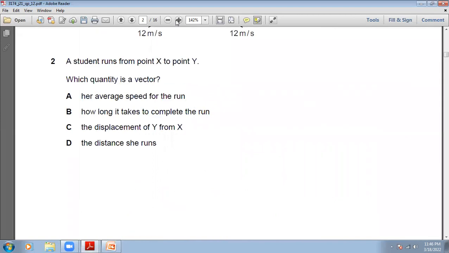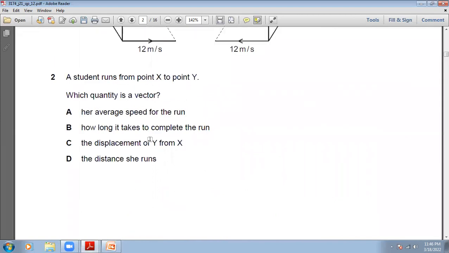Okay, so question number 2 is coming up on your screen. It says a student runs from point X to point Y. Which quantity is a vector? Her average speed for the run: average speed is a scalar quantity. How long it takes to complete the run: time is a scalar quantity. The displacement of Y from X: displacement is a vector quantity. So I think C is the right choice.